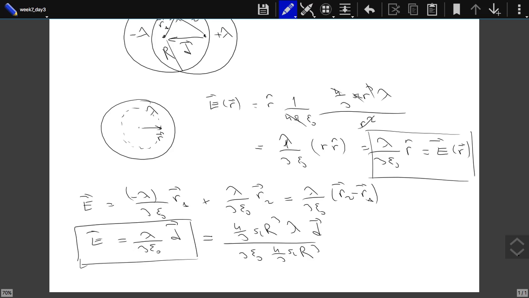The reason why I did this is that this is the volume of my sphere. Lambda is the charge density, that is charge per unit volume. If you multiply this with the volume, this is the total charge of one of the spheres. This is equal to Q d divided by 4 pi epsilon 0 r cubed.